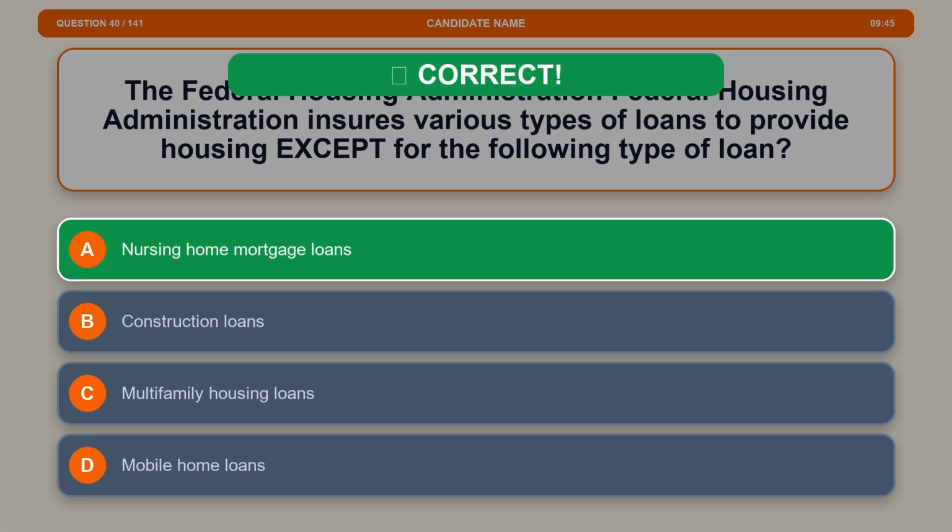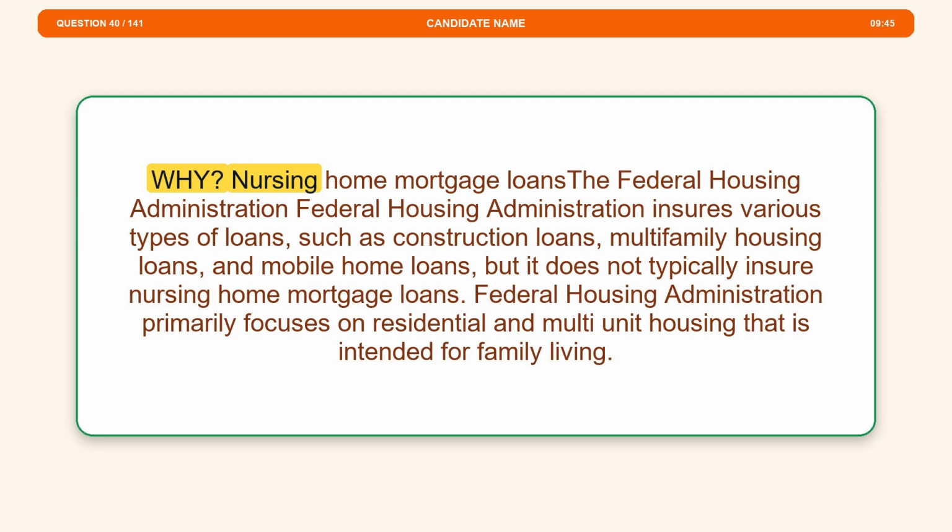The correct answer is option A, nursing home mortgage loans. The Federal Housing Administration insures various types of loans, such as construction loans, multifamily housing loans, and mobile home loans, but it does not typically insure nursing home mortgage loans. The Federal Housing Administration primarily focuses on residential and multi-unit housing that is intended for family living.